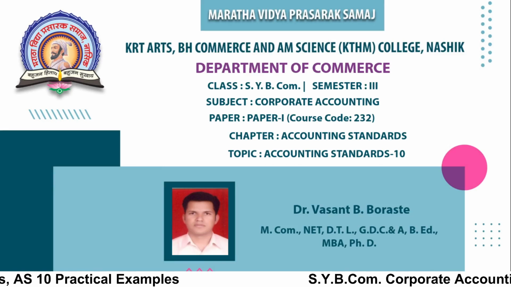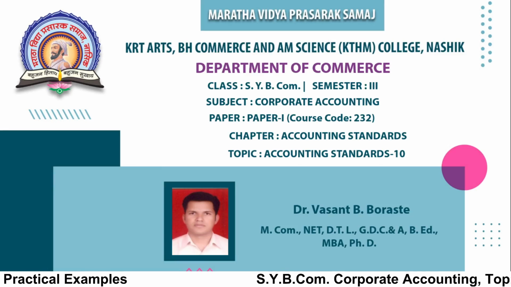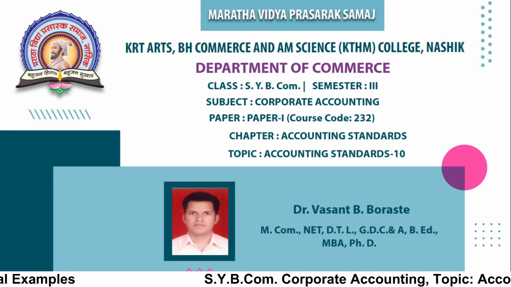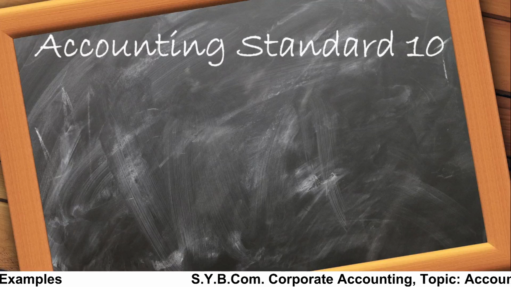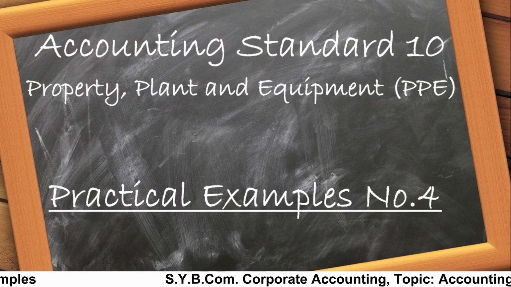As we have already seen in the last video about Accounting Standard 10, that is PPE, Property, Plant and Equipment, in which we have already studied how to calculate the cost of asset. In this video, we will see how to calculate the depreciation. First of all, you must know what is Accounting Standard 10. This is Property, Plant and Equipment. In short, it is known as PPE.